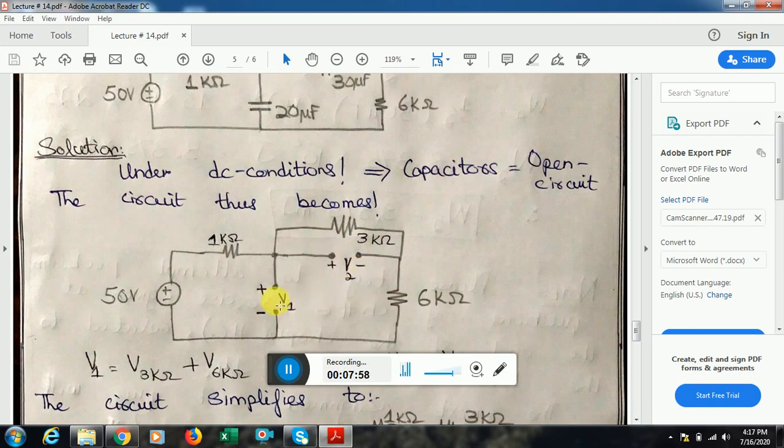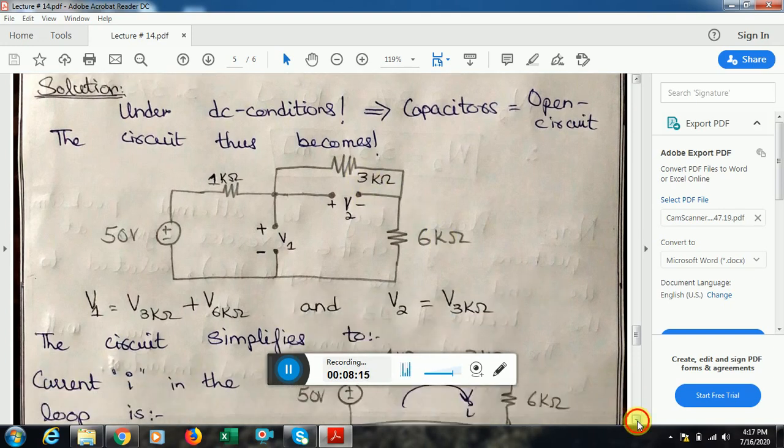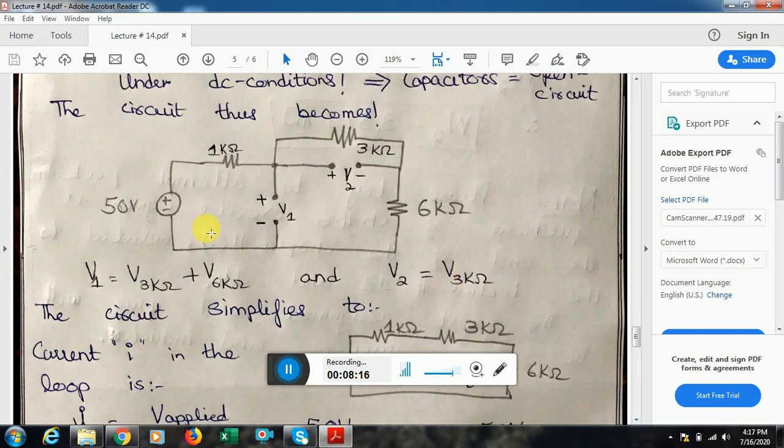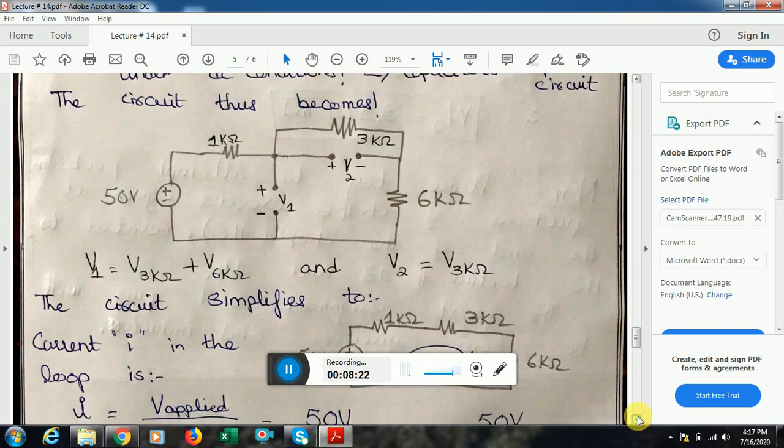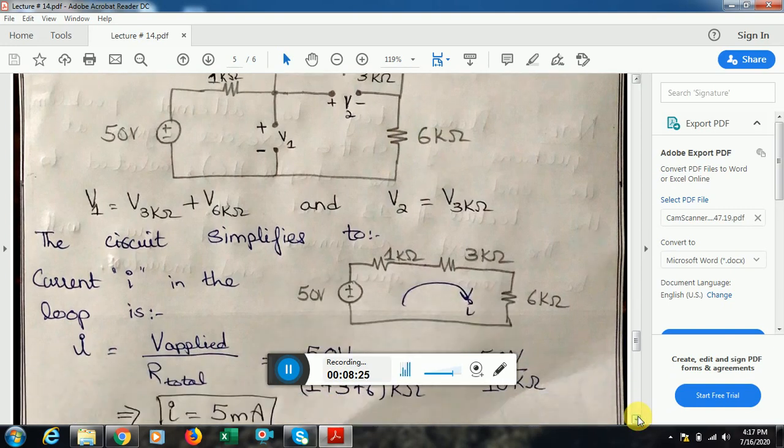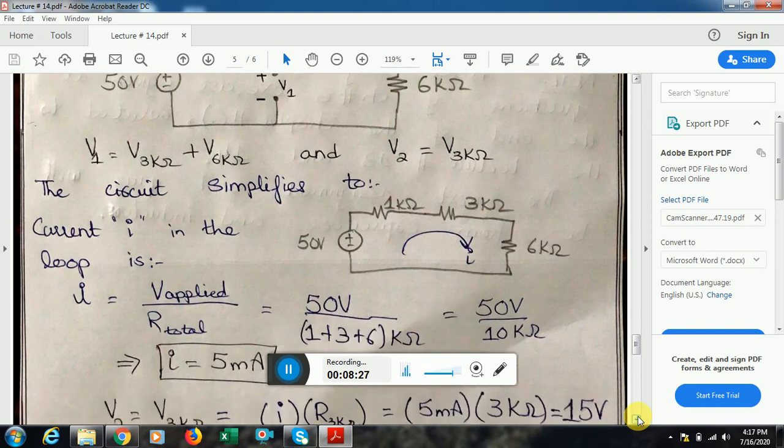Now V1 should be the voltage of V3 kilo ohm plus V6 kilo ohm. It will be the summation of these two voltages, which will give me the total value of V1. However, V2 is in parallel to V3 kilo ohm, and you know that parallel voltages are the same, so V2 is equal to V3 kilo ohm. However, V1 is the voltage of 3 kilo ohm plus the voltage of 6 kilo ohm. So now we have to find the individual voltages, and then we can find the net voltage.